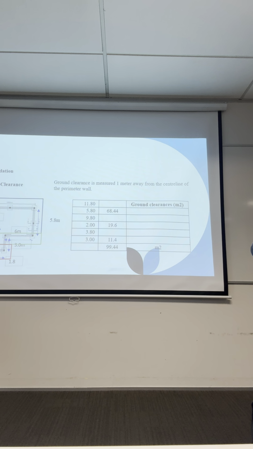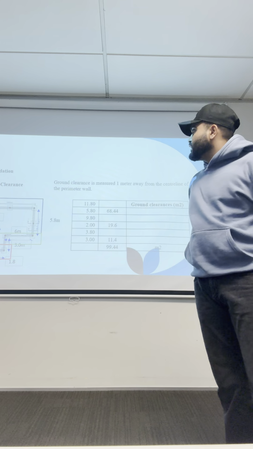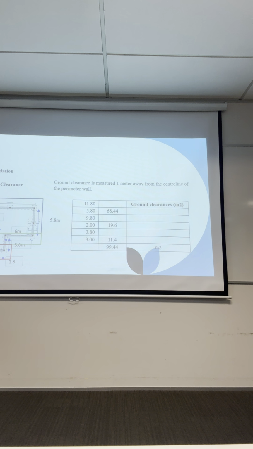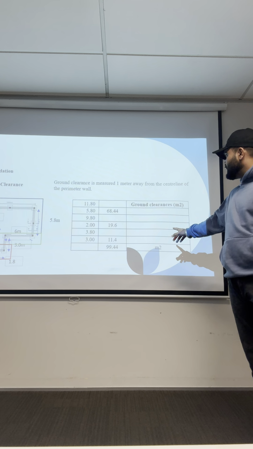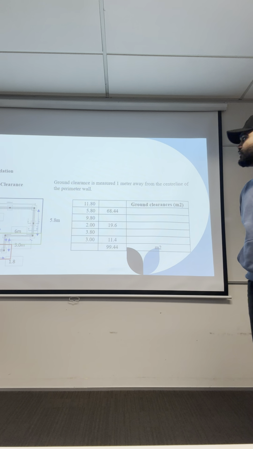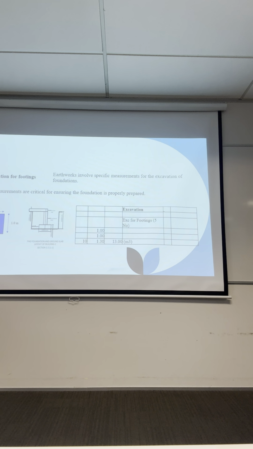The first one is foundation. Here is the structure of the ground clearance. Ground clearance is measured 1 meter away from the center line of the perimeter wall. These are the measurements of the ground clearance in meter cube. The second one is excavation of footing. Earthworks involve specific measurements for the excavation of foundations. These measurements are critical for ensuring the foundation is properly prepared.